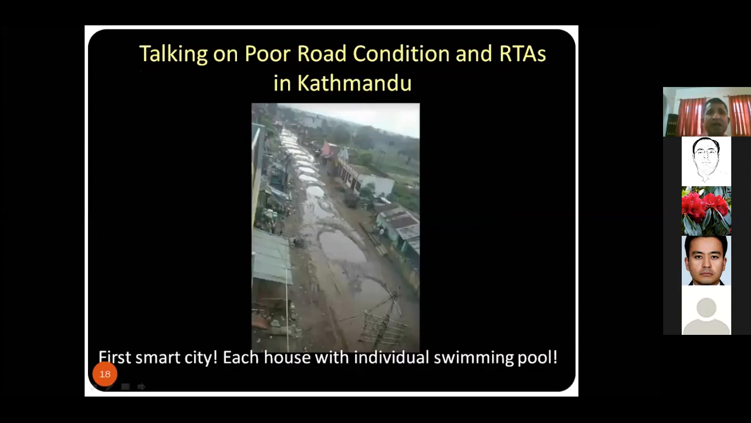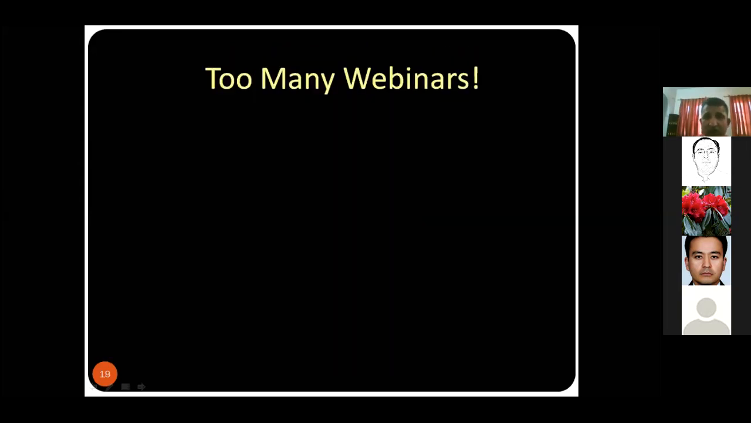Okay, if you are being asked to talk on poor road condition and RTAs in Kathmandu, first smart city, each house with individual swimming pool. This is the row of houses with all these very dilapidated road conditions in Kathmandu with a lot of potholes. This could be one of the very sarcastic and shocking pictures of the condition of the roads in Kathmandu. This is one. And Dr. Gopal and I always discuss like that.